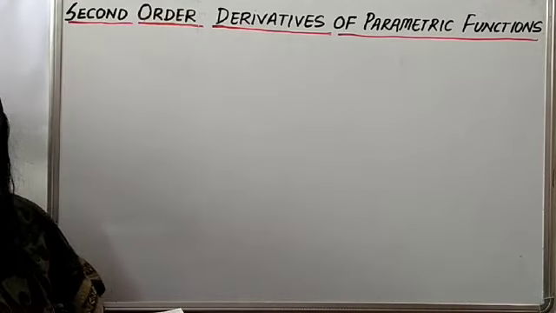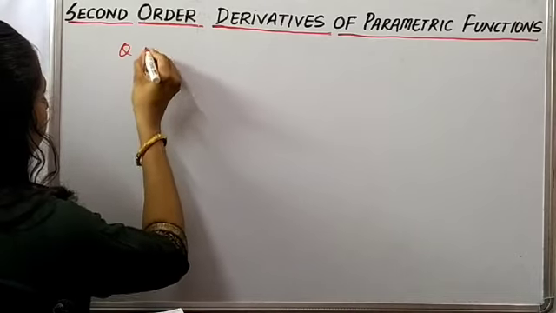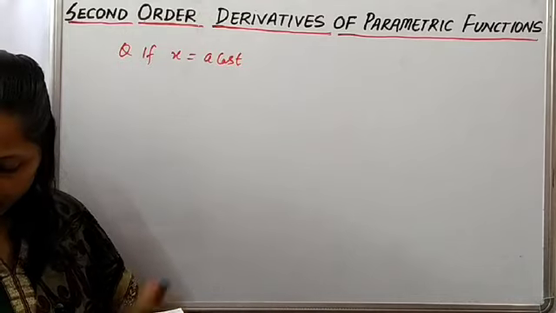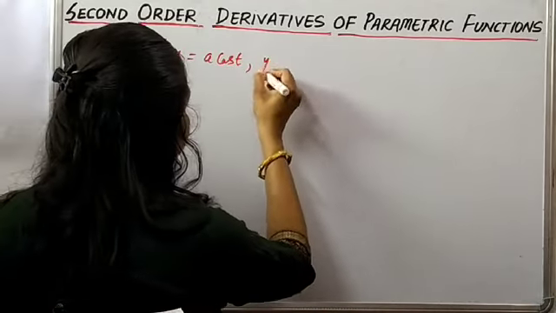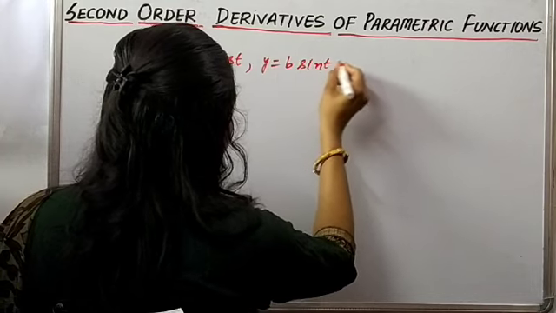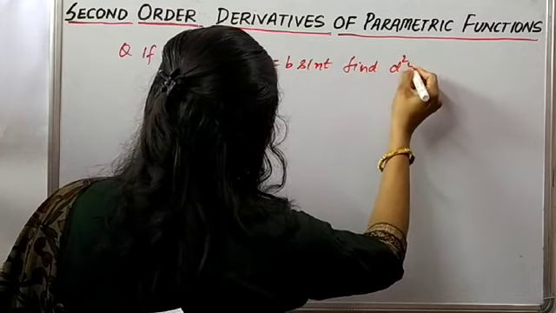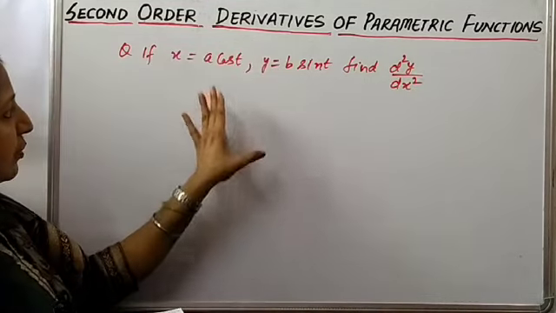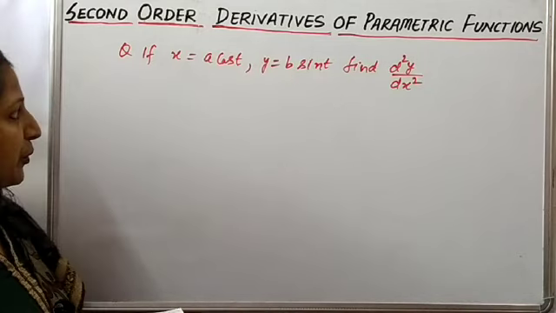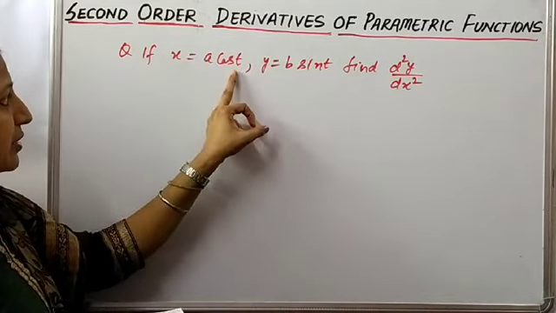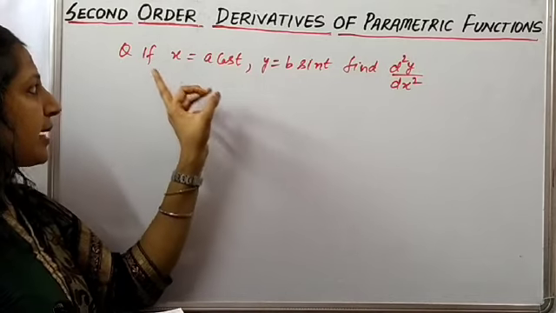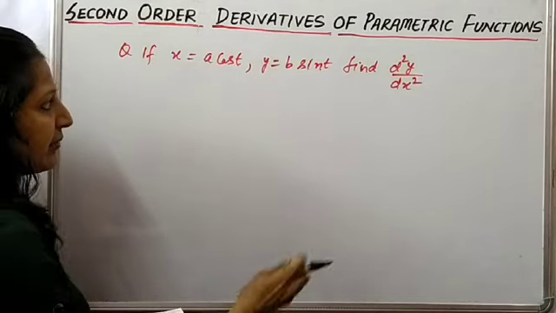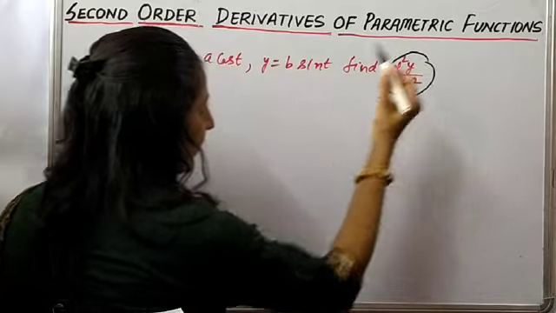Our question is: if x is equal to a cos t and y is equal to b sin t, then find d2y upon dx square. So students, in this question x is equal to a cos t and y is equal to b sin t. You can see here x and y both are functions of a third variable t, which is usually called the parameter. That's why this function is in parametric form, and we have to find its second order derivative, that is d2y upon dx square.